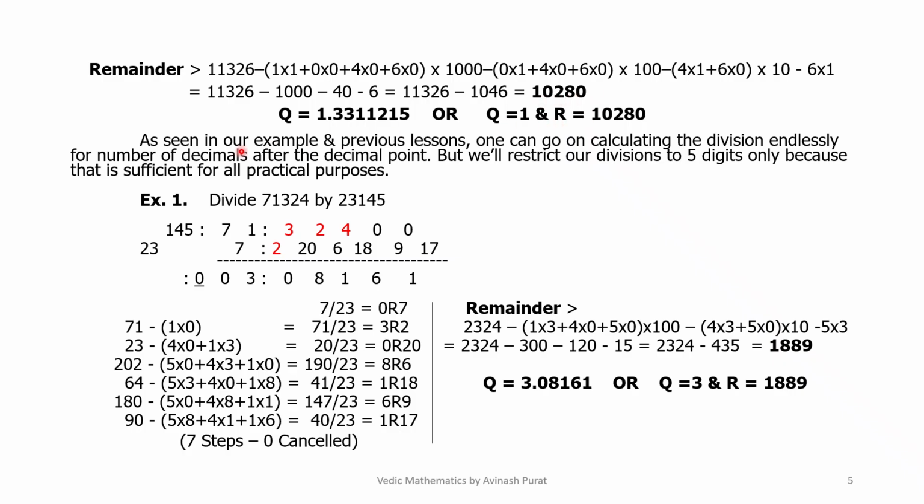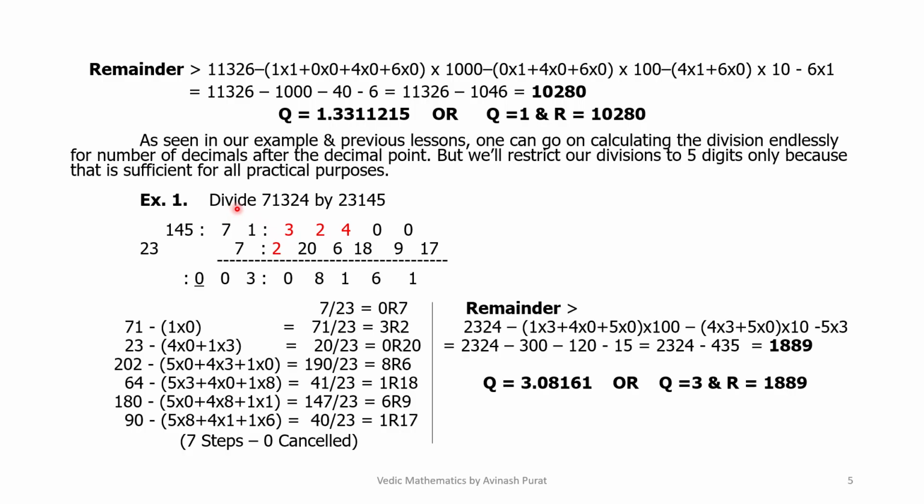As seen in our example and previous lessons, one can go on calculating the division endlessly for any number of decimals after the decimal point. But we'll restrict our divisions to 5 digits only, because that is sufficient for all practical purposes. Now we'll go for examples.